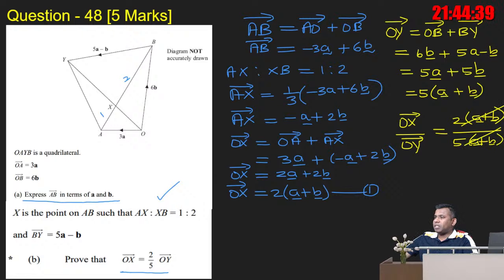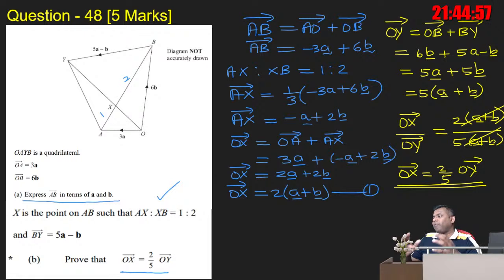So A plus B cancels out. You can easily find out OX equals 2/5 of OY. So that is the equation they are asking, right? Make sure that you write the vector equation properly, then cross multiply and show the answer, right?